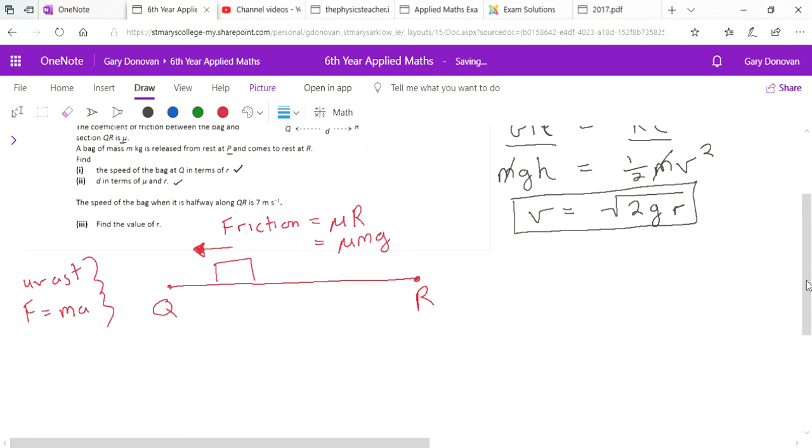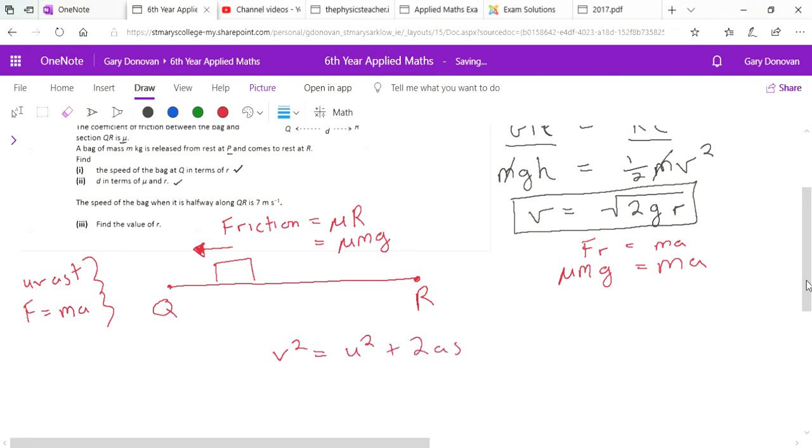So we've one equation there. We can say, well, mu times mg equals ma. So there you've one equation, because Fr equals ma. Another equation we can use that involves distance would be one of the u-v-a-s-t equations, which involves distance, which would be v squared equals u squared plus 2as.